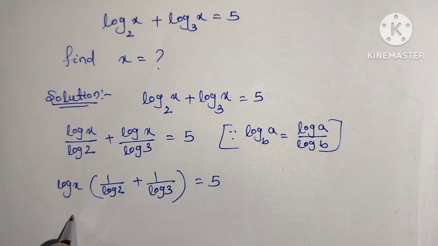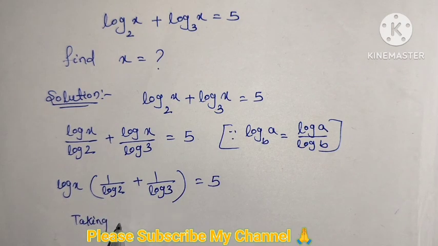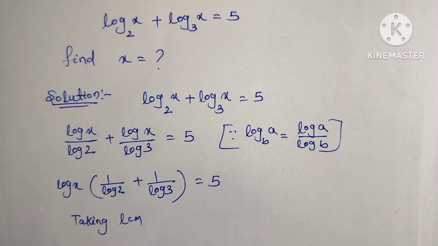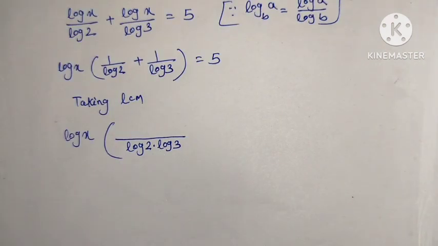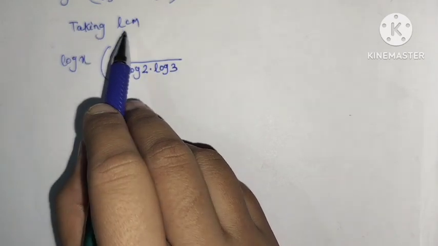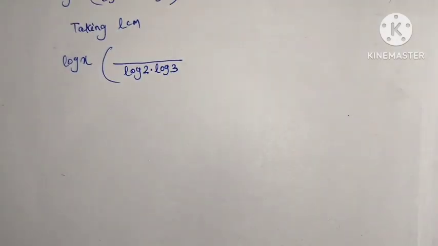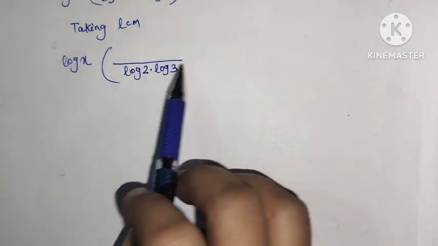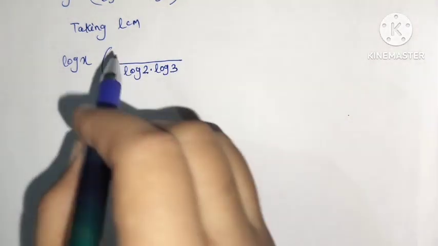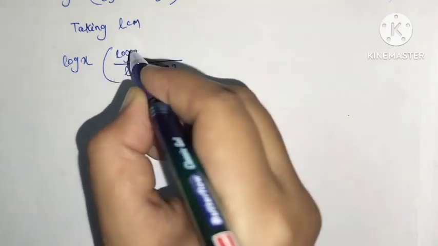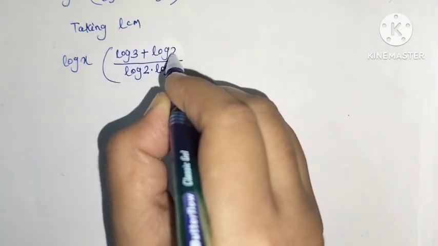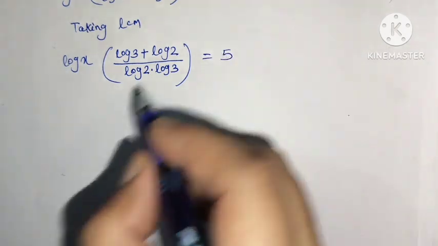Taking LCM, then log x into (log 3 plus log 2) divided by log 2 into log 3 is equal to 5.